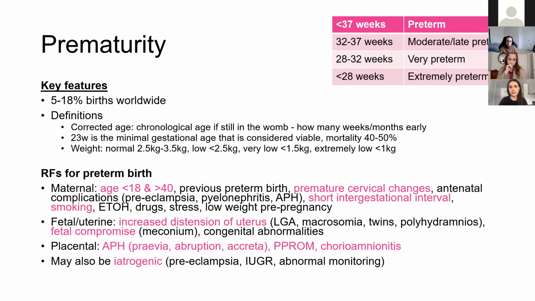And so prematurity is something that affects 5 to 18% of births worldwide. And I've got a little table up here. It's not really important to remember these definitions specifically. The only thing to remember really is that the more premature a baby is, obviously the higher the risk of complications and poor outcomes as well.